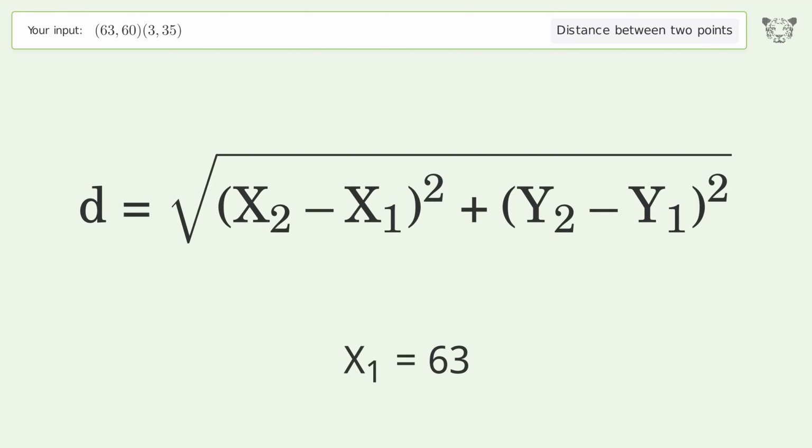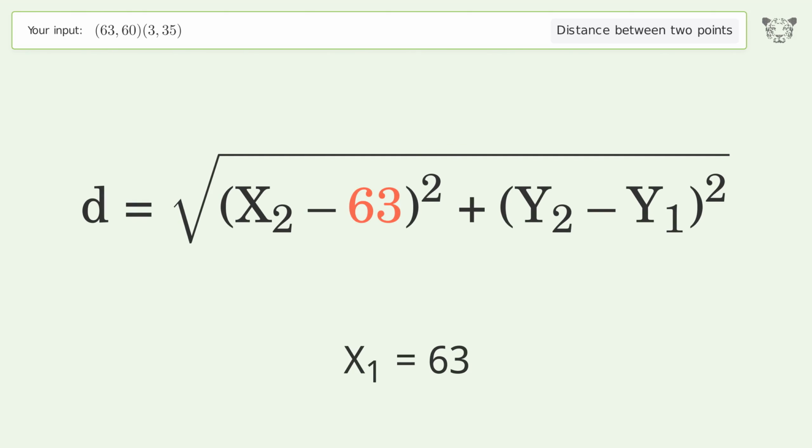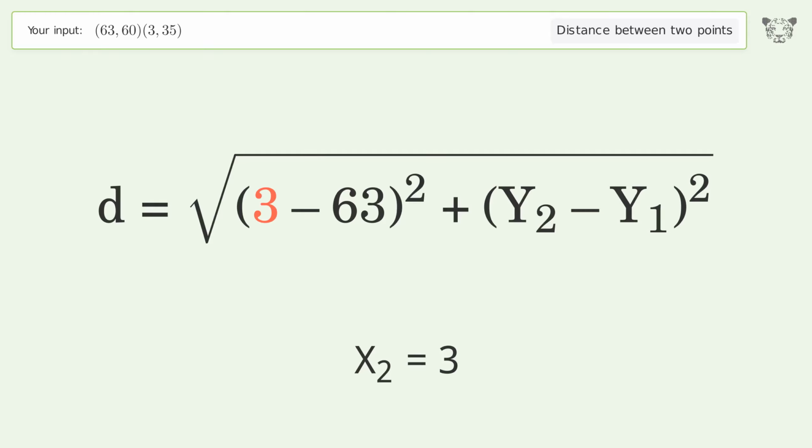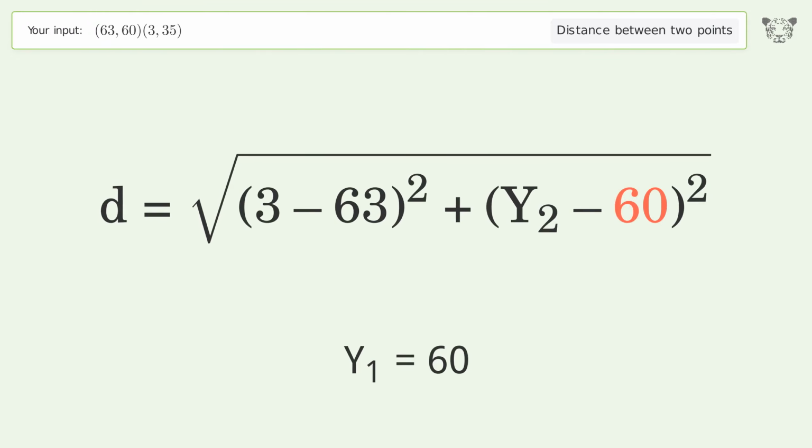x1 equals 63. x2 equals 3. y1 equals 60. y2 equals 35.